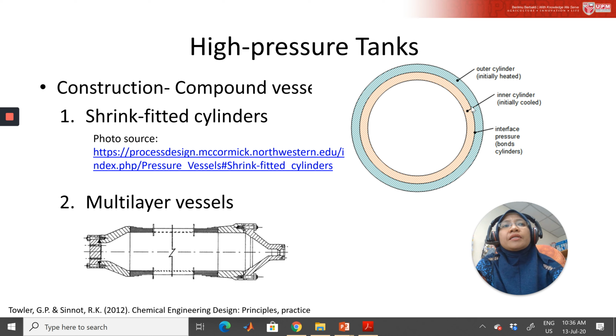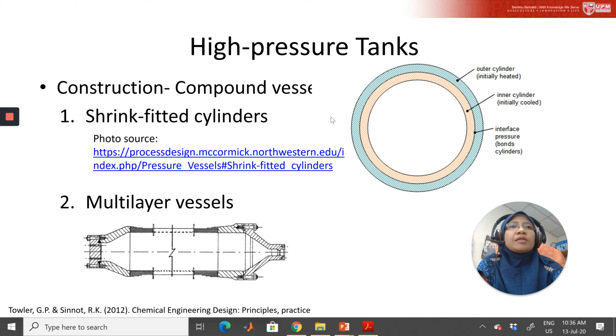All right, then let's look at the multi-layer vessel. I couldn't find a good photo to represent the multi-layer vessel, and this vessel is taken from the Towler and Sinnott textbook.